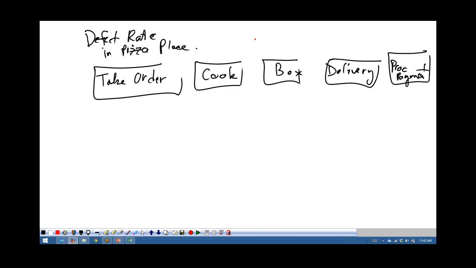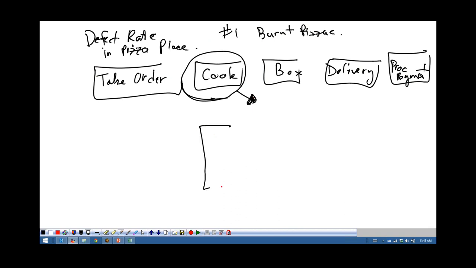And let's say that we found out that the number one concern for the customers was burnt pizzas. Let's say that this was the area that we wanted to focus on. We found out through some preliminary data or maybe a brainstorming session that this is where we want to focus. So we're going to focus on the area of cooking the pizza. And so let's start by drawing the input-output diagram.